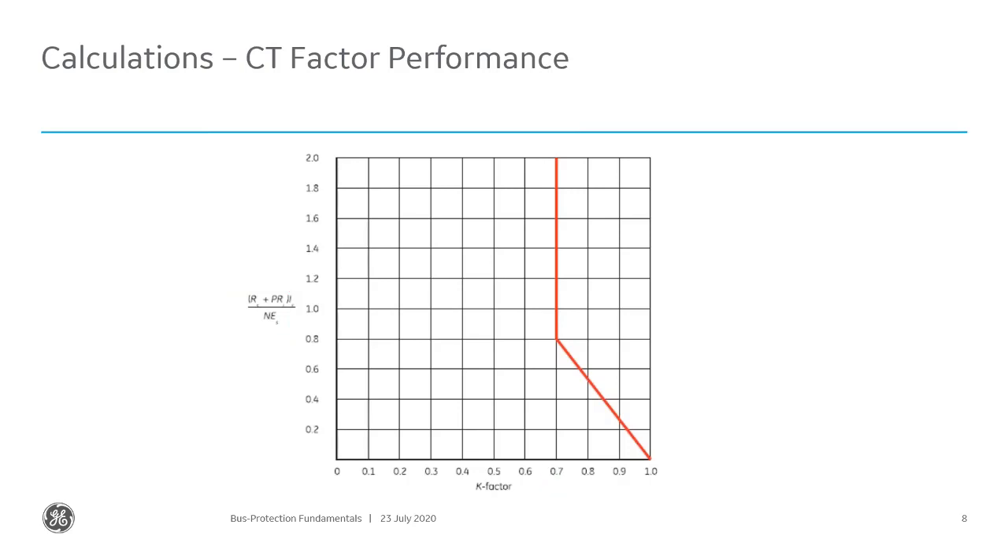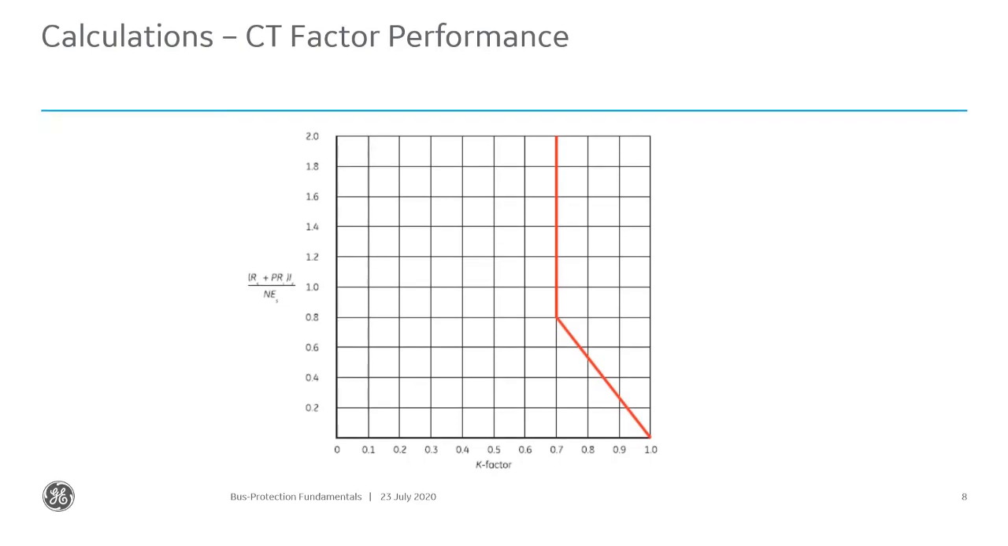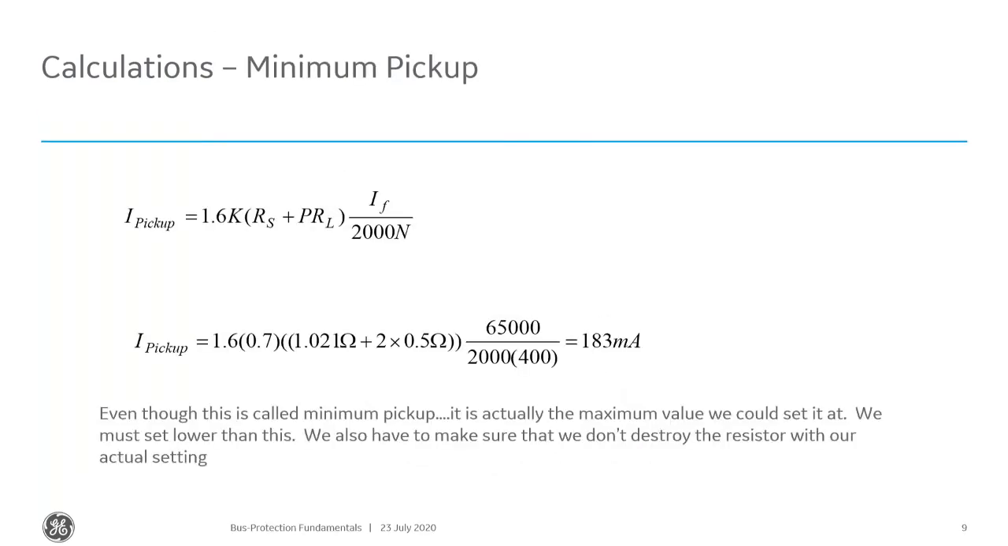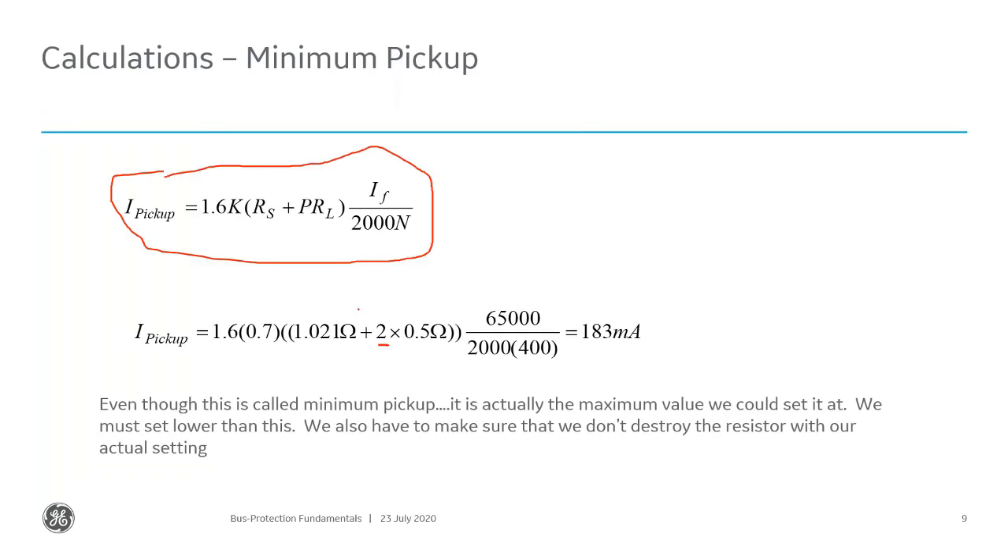So let's see what my minimum pickup calculation is. This is the equation we were talking about earlier. I've got all these values now. This P here is 2 because it's there and back for the leads. Lead resistance is 0.5. Secondary winding resistance is 1.02. There's that K factor I just got from the graph, 0.7. And here's my 1.6 to accommodate the DC offset.